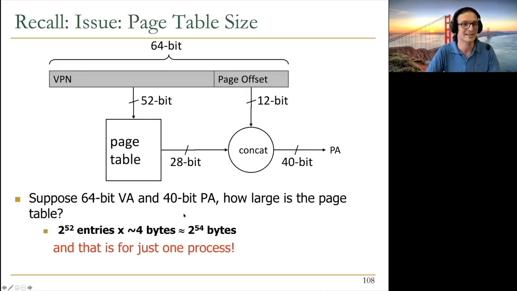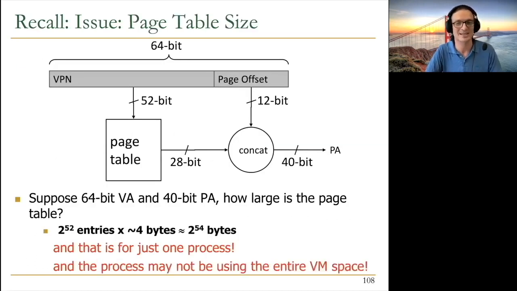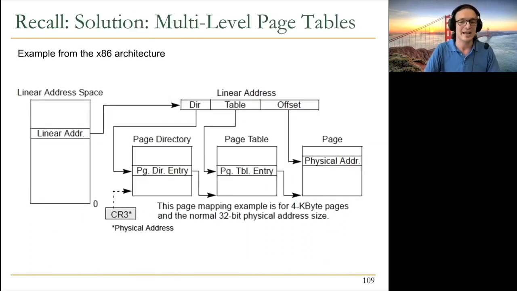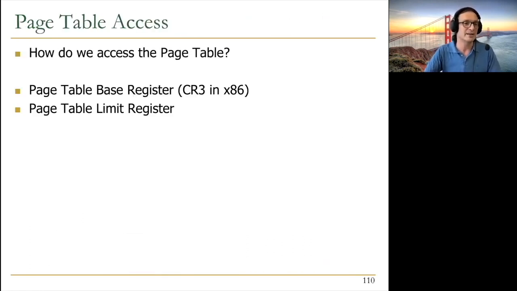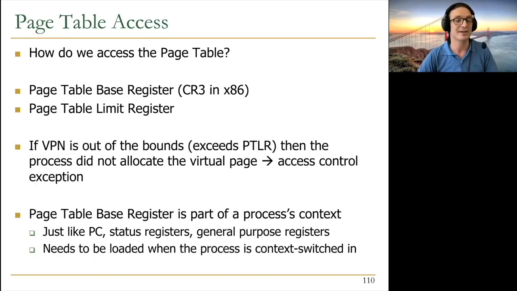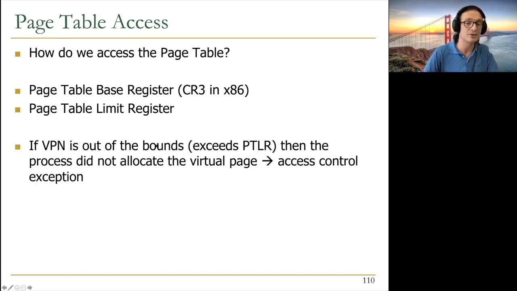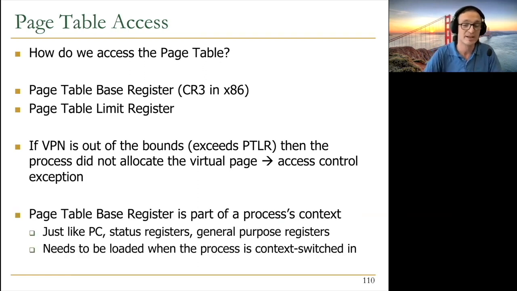And this is the slide that I'm showing you for the fourth time, perhaps, because we have seen it in the last lecture also. And we've already discussed the solution. And we discussed how to do the page table access. There's a page table base register. There's also a page table limit register so that you don't exceed the virtual memory that you're accessing. If the virtual page number is out of bounds, it exceeds the page table limit register, then the process did not allocate the virtual page. So there's an access control exception that happens based on that as well. So there's hardware checks. x86 actually has segmentation also, as we discussed in the last lecture, which is a different level of protection, but it's not as important today. That's why we don't talk about it as much.